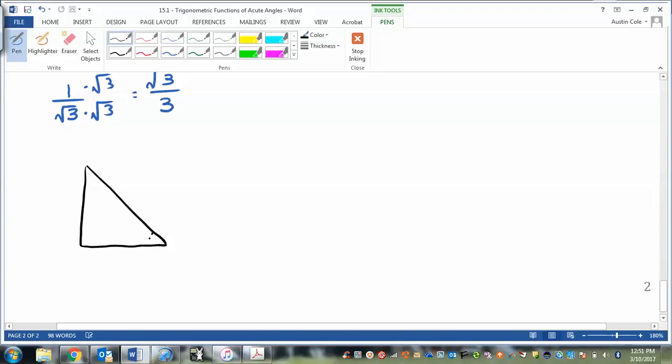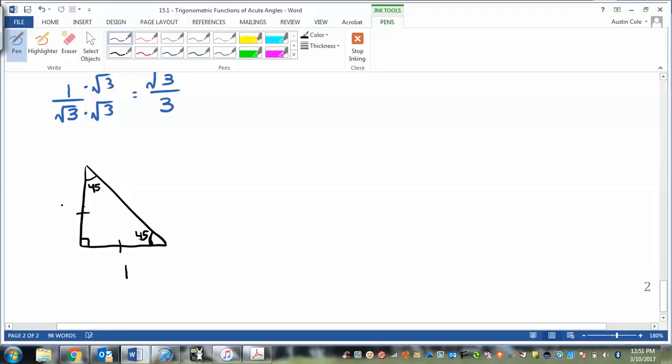45 degrees in a right triangle. If this is 45, what's this? 45. Aren't they both 45? Okay. Now, what about these two sides? They're the same. Why? Because the angles are the same. So this angle is 45 degrees, so that means this side has a particular length. This side is 45 degrees, so that means this side has a particular length. So they are going to be the same.